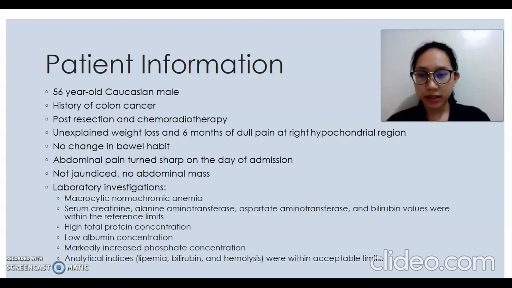For the laboratory investigations, it was found that the patient has macrocytic normochromic anemia, and the serum creatinine, alanine aminotransferase, aspartate aminotransferase, and bilirubin values were within reference limits. But the patient has high total protein concentration, low albumin concentration, and a markedly increased phosphate concentration. However, the lipemia, bilirubin, and hemolysis were within acceptable limits.